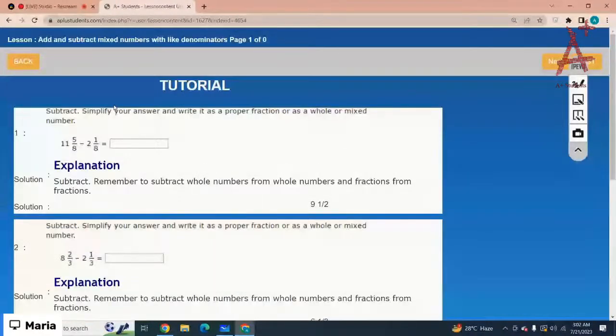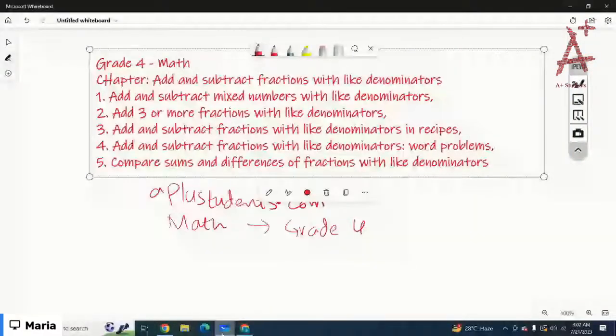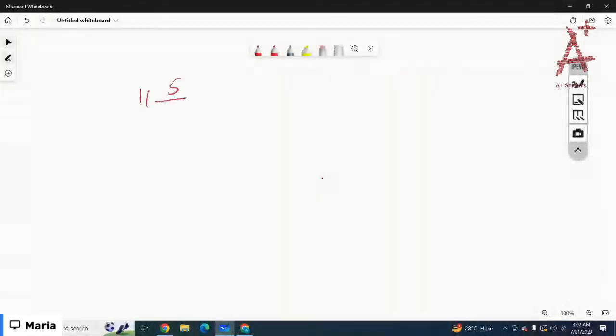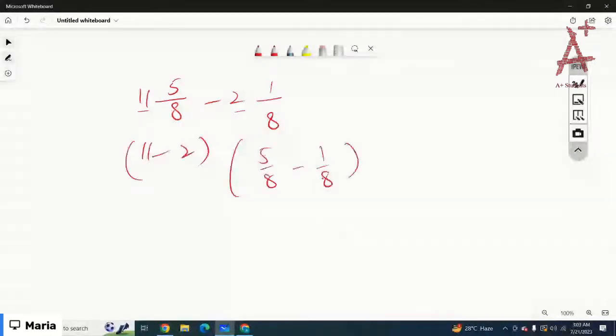So which is the correct option? Let me write it down on board. 11 whole 5 over 8 minus 2 whole 1 over 8. You can subtract the whole number part from the whole number part, and subtract the fractional part also. You can see both of the numbers have the same denominator. You simply have to subtract. Got it?